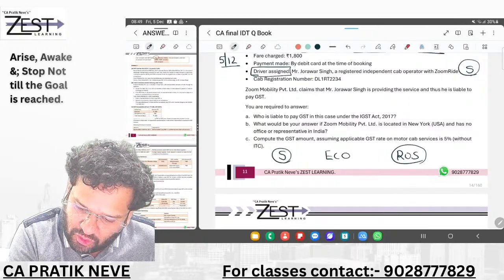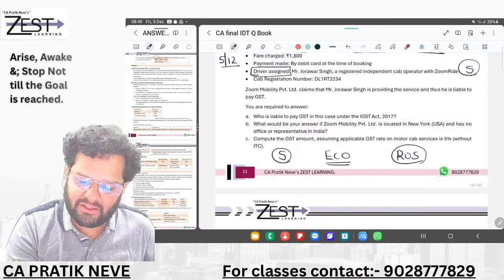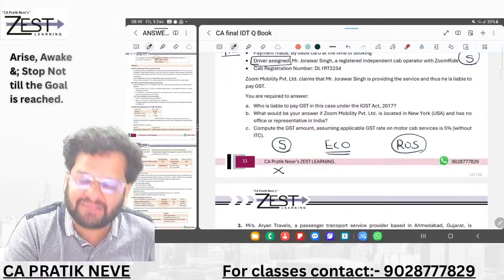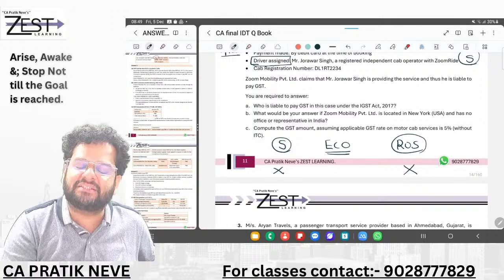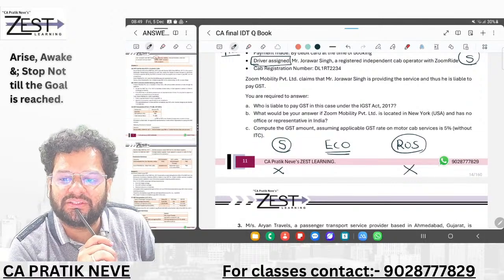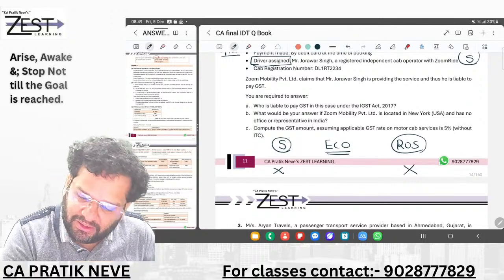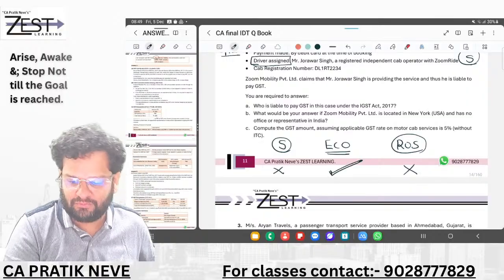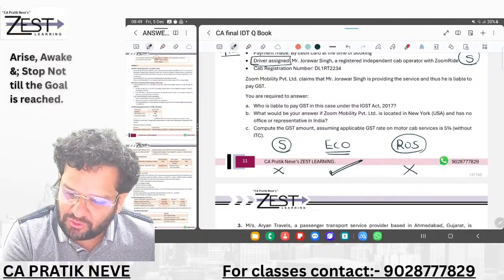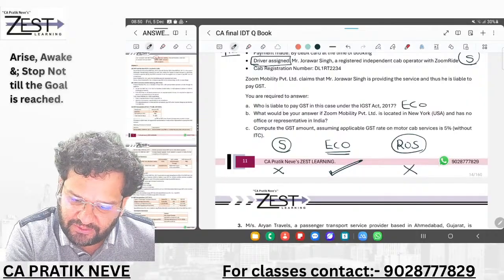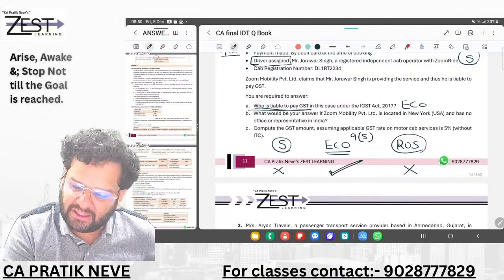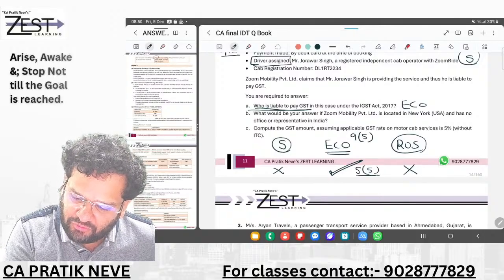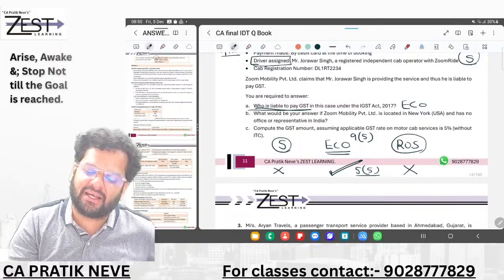There is an ECO. So in this case, neither the supplier is liable to pay GST to the government nor the recipient of supply. Who is liable to pay GST to the government is the ECO. So that's what: the ECO is liable to pay GST. This is given in Section 9(5) of the CGST Act and the corresponding Section 5(5) of the SGST Acts and IGST Act.